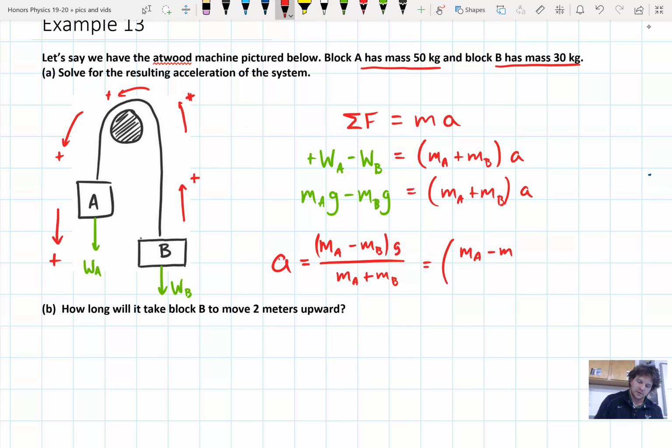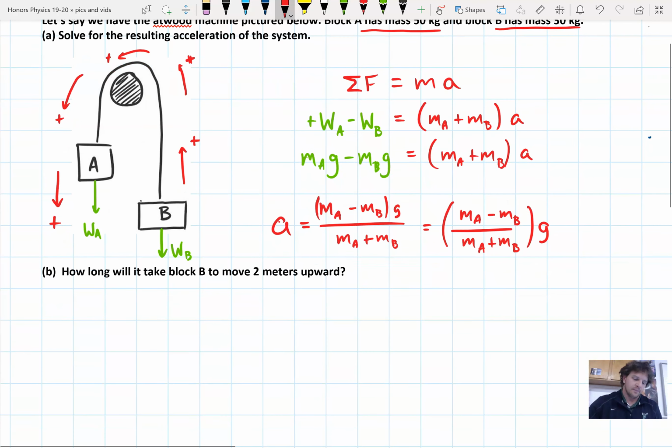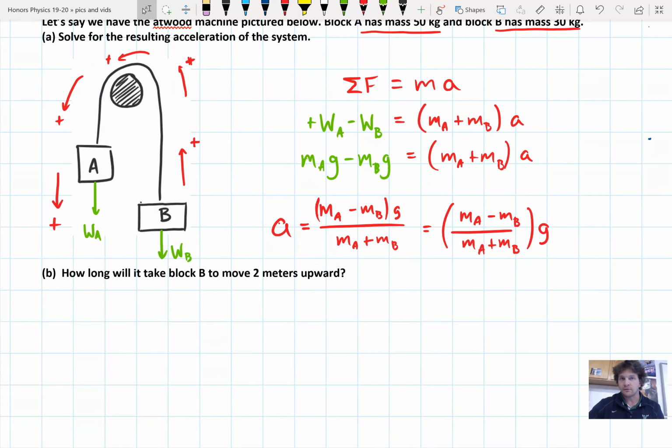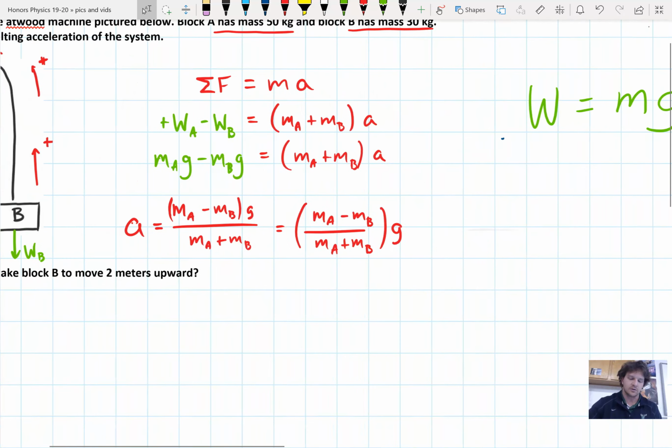MA minus MB in the numerator, MA plus MB in the denominator, and then we put that G outside, just to make it, that's for the math purists that want to see all the formulas real nice and pretty. And so now that I have my formula all set up, I just need to plug in the numbers.